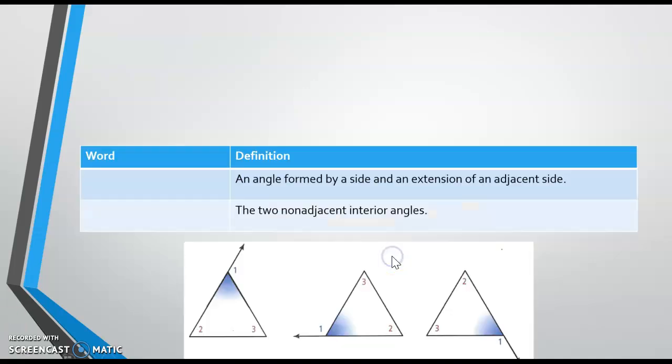All right, so we talked about the interior angles of triangles. So now we're going to talk about the exterior angles of triangles. All right, so some vocab. An angle formed by a side and the extension of the adjacent side, that's an exterior angle.